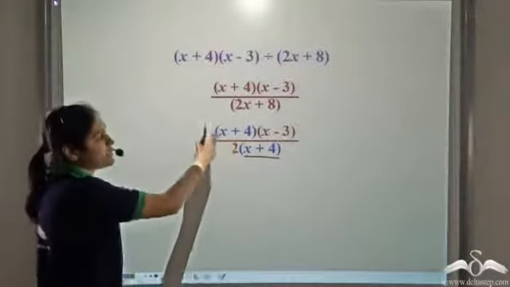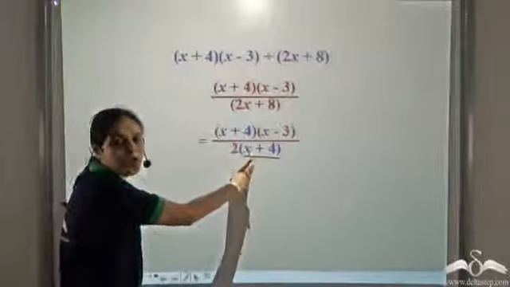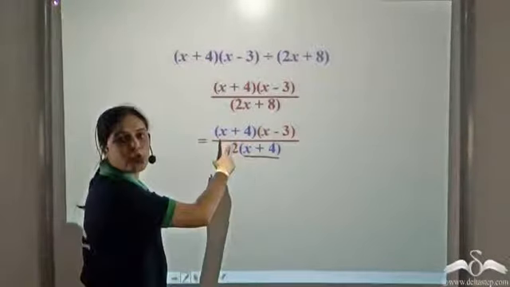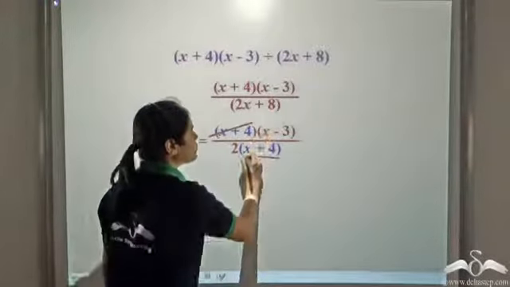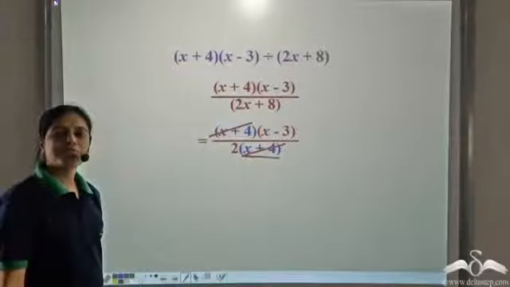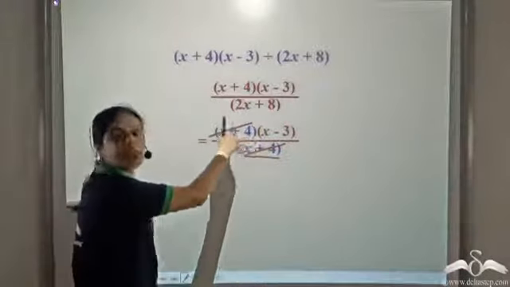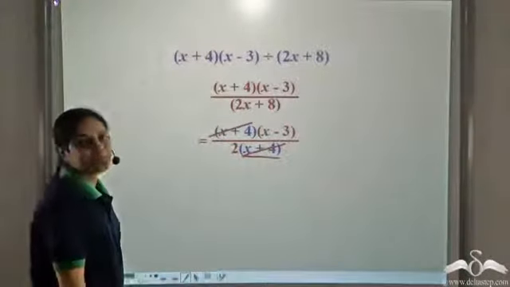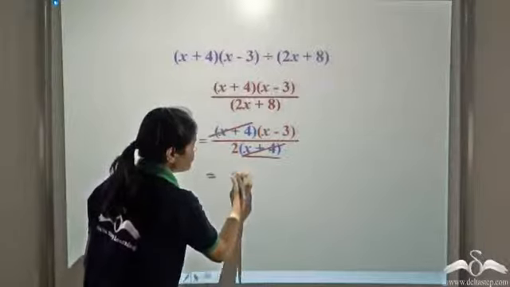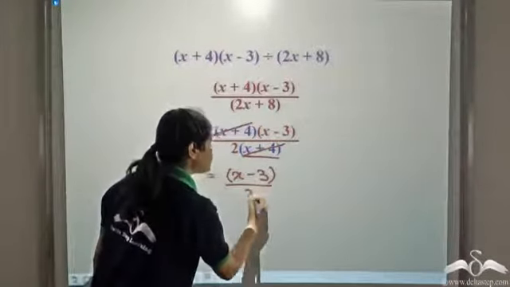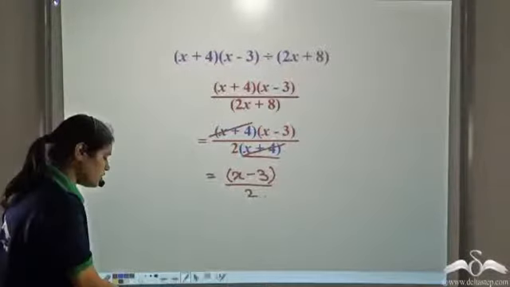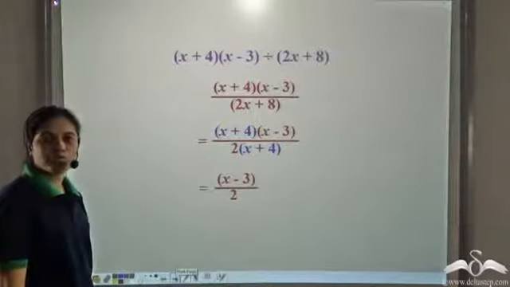Now we see that in the numerator and denominator, we have x plus 4 common. So what can we do? We can cancel them out. So x plus 4 gets cancelled from the numerator as well as the denominator. And we are left with x minus 3 in the numerator and 2 in the denominator. So we have x minus 3 by 2.